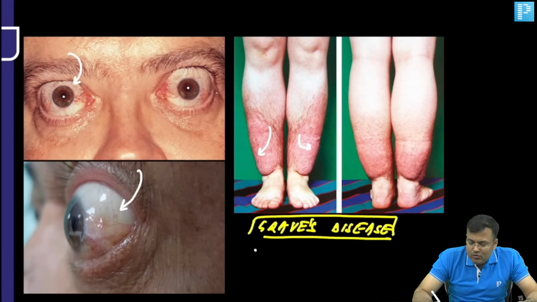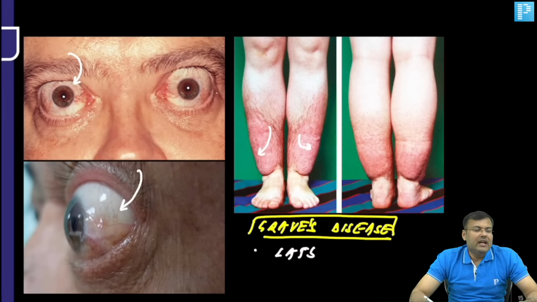The students who are not going to study properly, especially in their childhood, they also get LATS from the parents. LATS, got it? So, LATS is long acting thyroid stimulator.